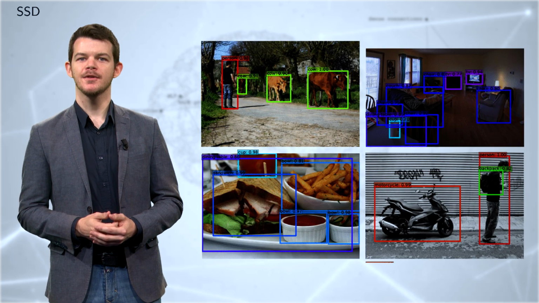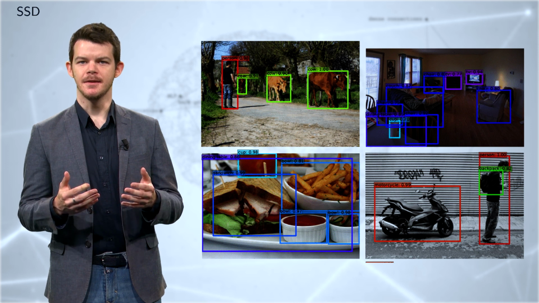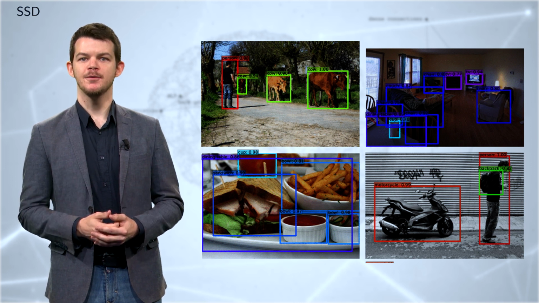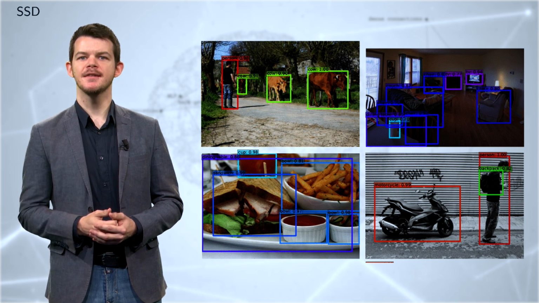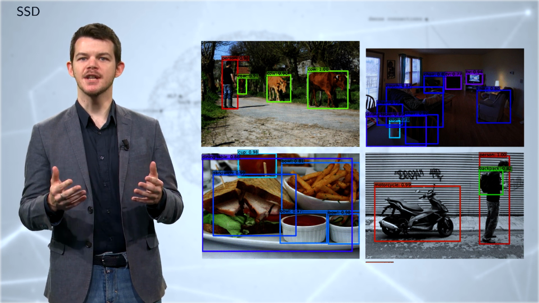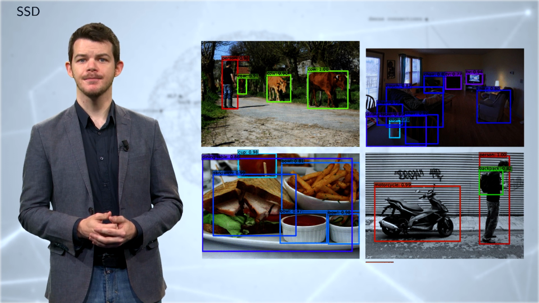Here are some examples of object detection using SSD. Results are more accurate than for YOLO. In particular, in the top right image, you see that the algorithm is able to identify objects of different sizes.